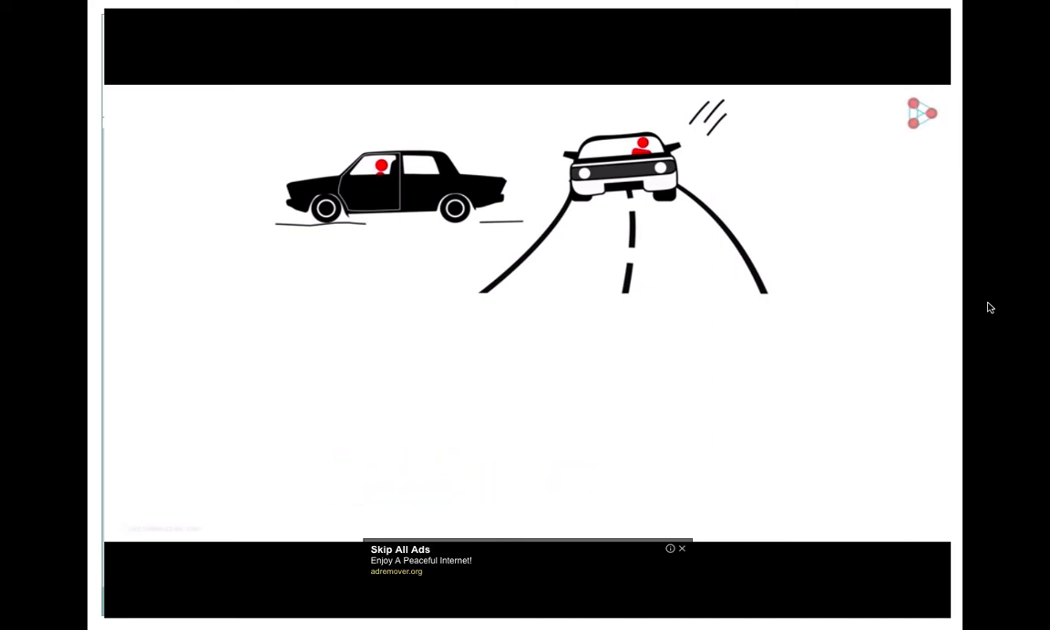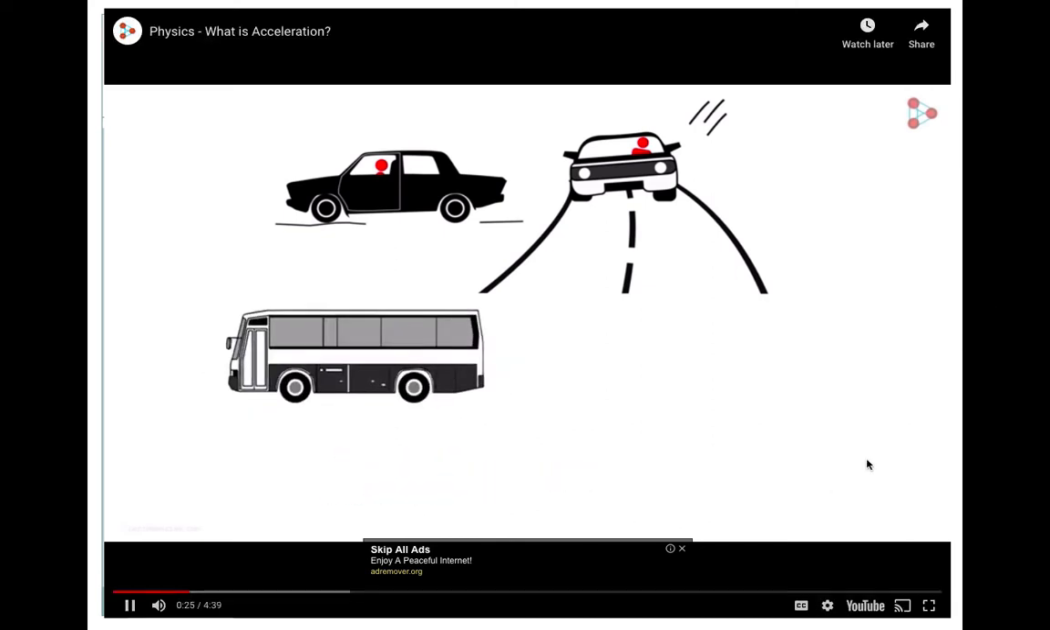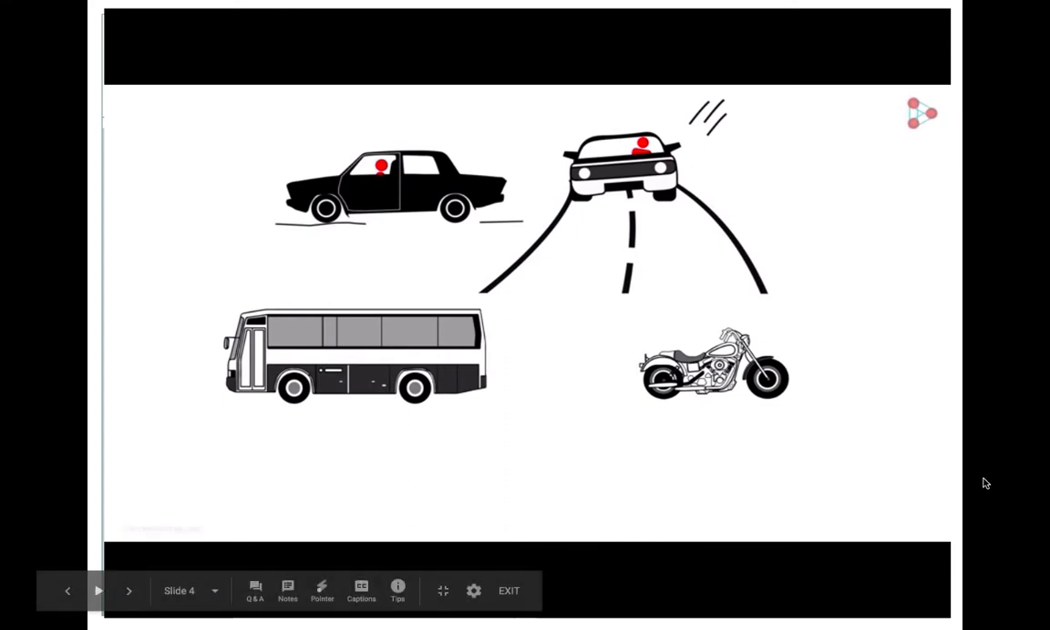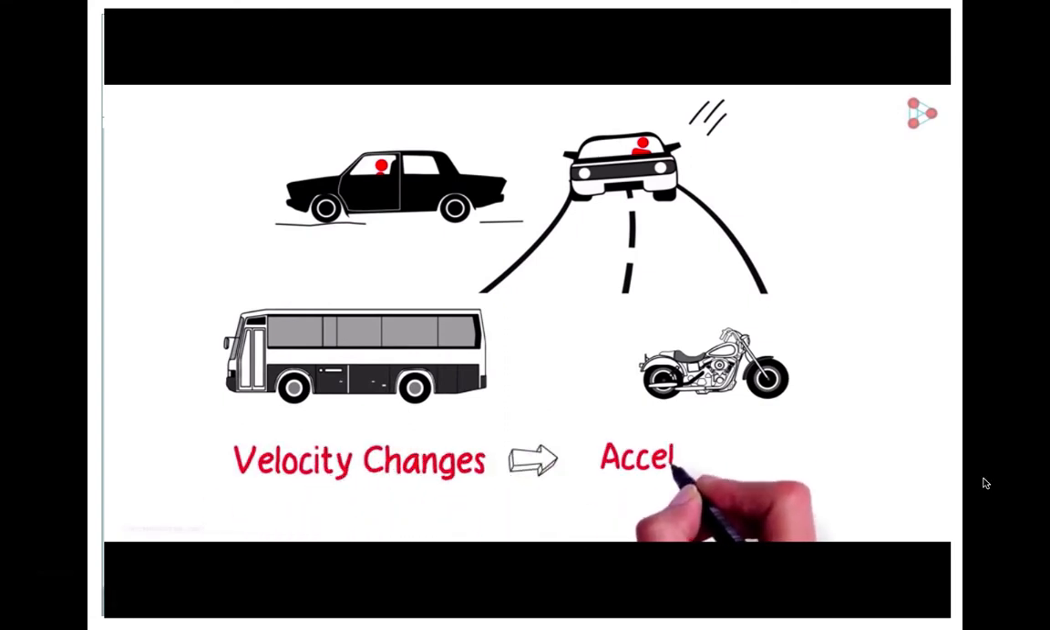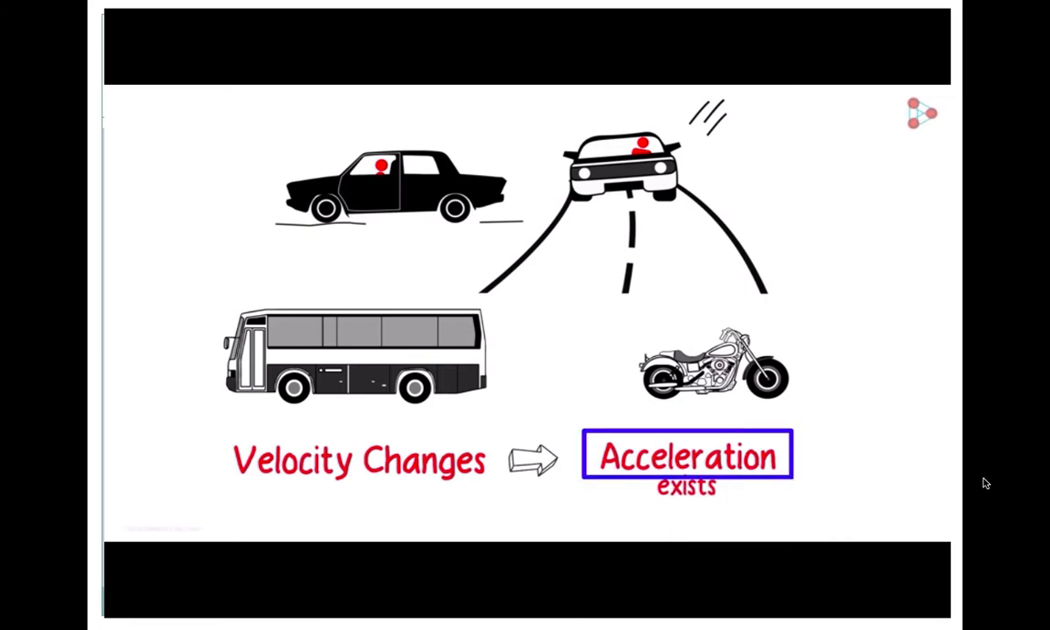We have all experienced this, whether in a car or a bus or while riding a motorbike. Simply put, when velocity changes, we have acceleration. I still haven't defined what acceleration is. I just told you that when velocity changes, there will be acceleration. Okay, let me give you two examples.